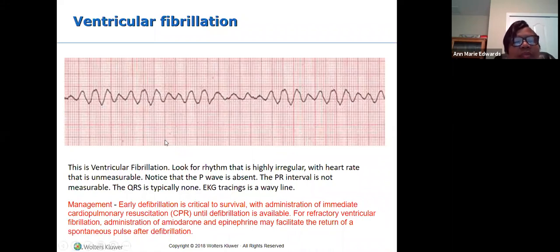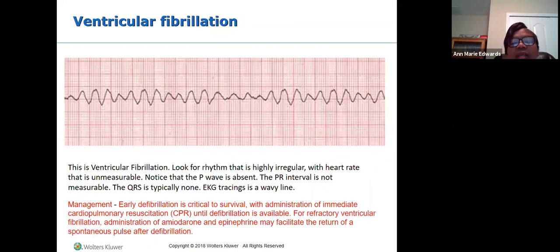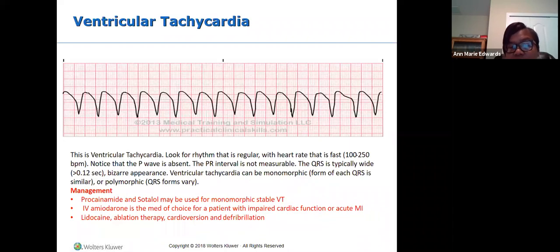Now in VFib, this is what your VFib looks like. Remember, in any fibrillation, the ventricle is not contracting as it should, and so the waves are not going to be as high as your tachycardia. The ventricle is just fibrillating, just shaking. And you're not going to see your P waves again. So look for a rhythm that is highly irregular, and you can differentiate it from VTAC, because in VTAC the waves are regular. But in both cases, your P waves are missing.